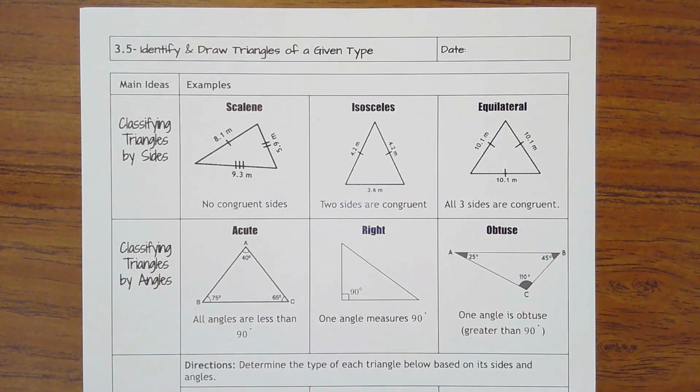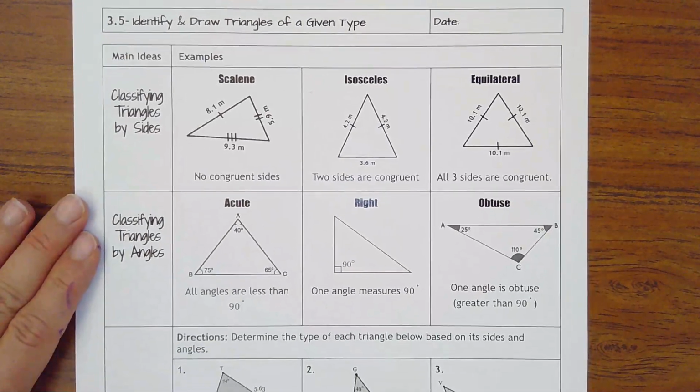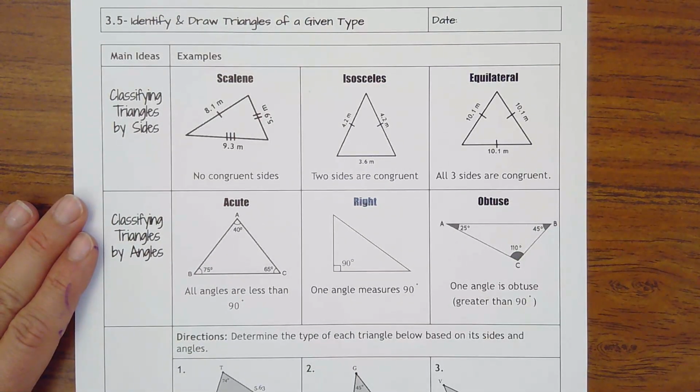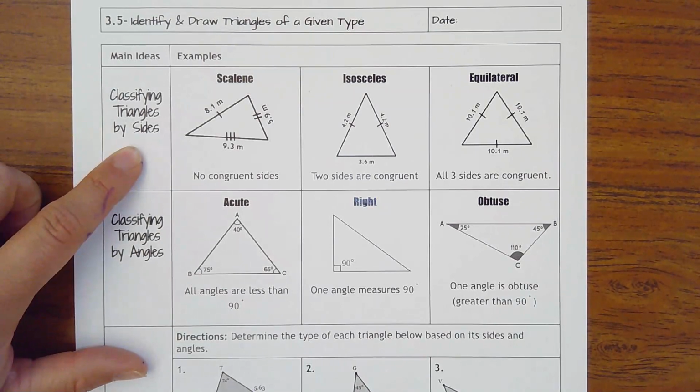Lesson 3.5 is going back to triangles, which are a polygon. It's a three-sided polygon. We're going to identify and draw triangles of a given type. So triangles can be classified by two different things. One by the sides, the measurements of the sides.